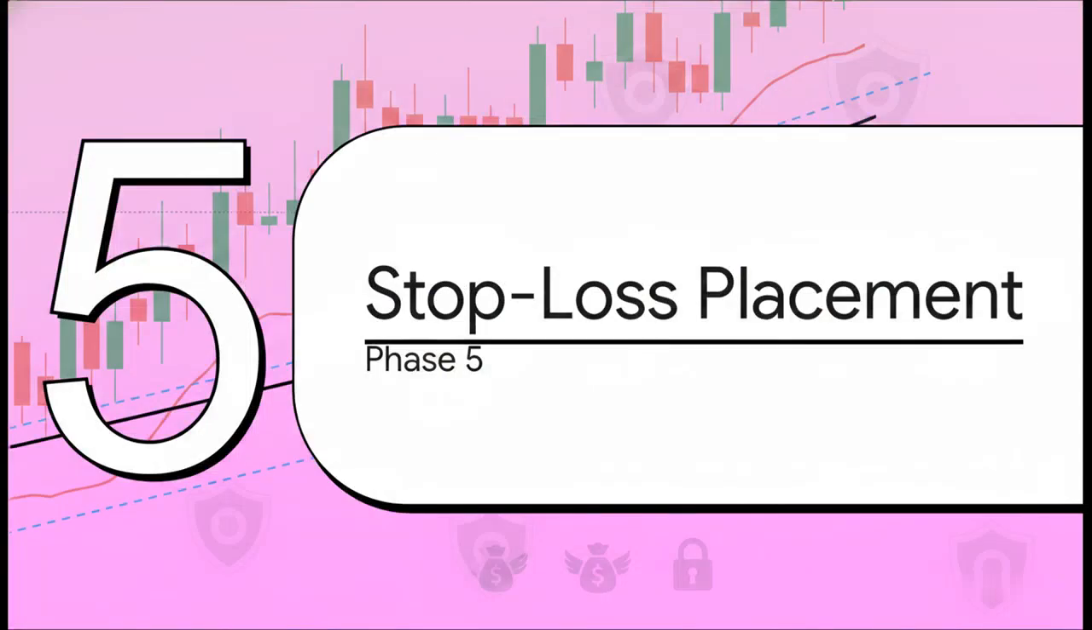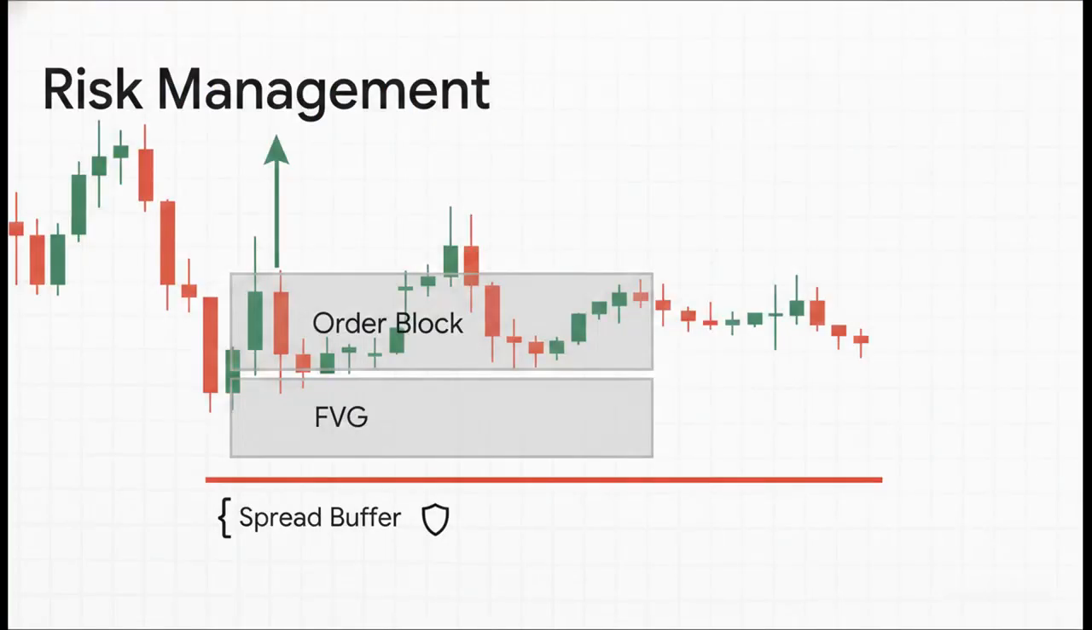Finally, Phase 5, Precision Stop-Loss Placement. Because frankly, a perfect entry means absolutely nothing if your risk management is flawed. To properly mitigate risk, you must place your stop-loss entirely outside the structural zones we just defined. Put it safely below the origin order block or tuck it just beyond the outer boundary of your fair value gap.